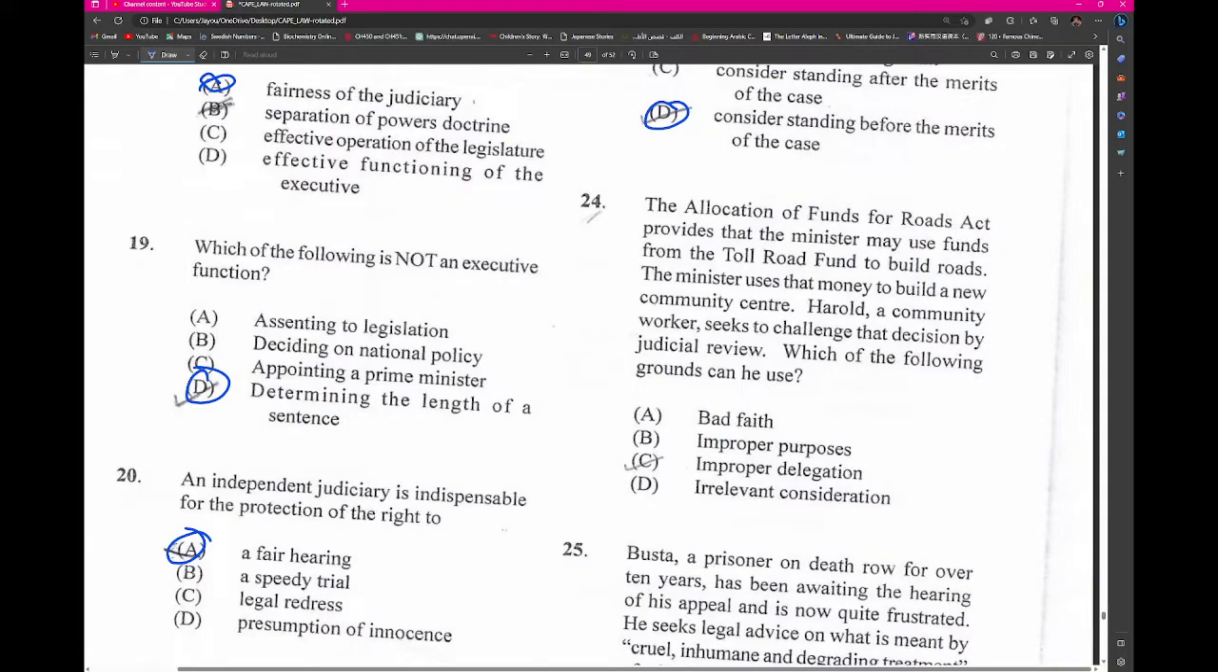This would probably be because he uses the money from here to build a community center instead of building roads. Would this be improper delegation of funds? Probably would be. Check if it's B. I want you guys to tell me that.